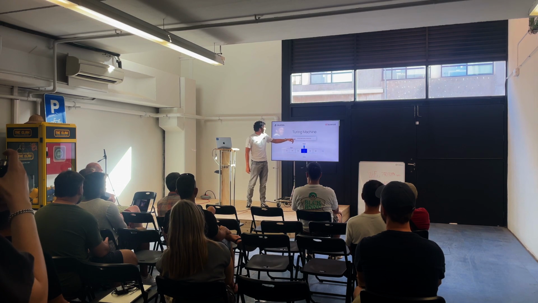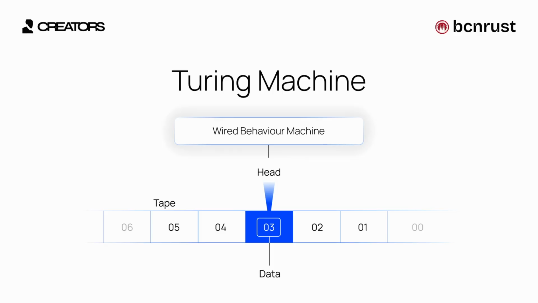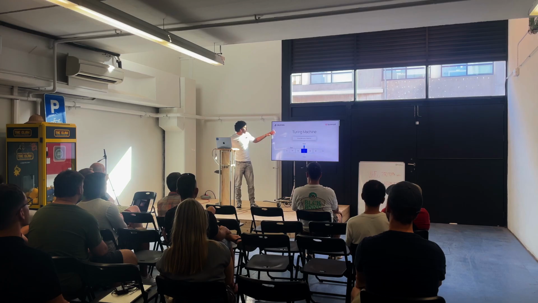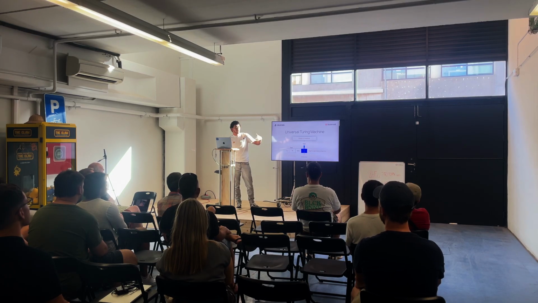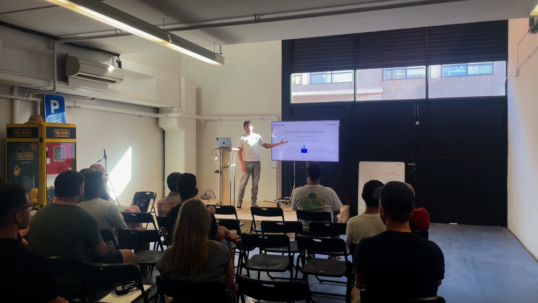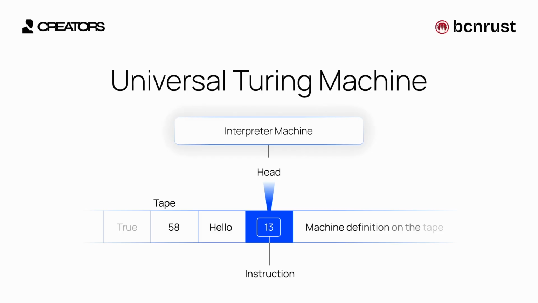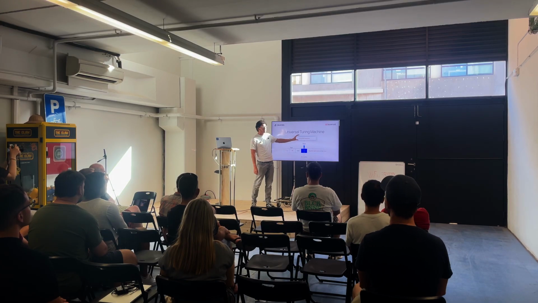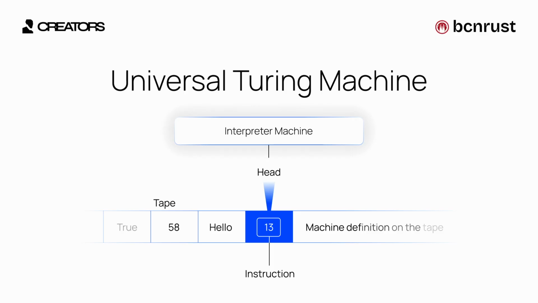So you could have a machine that makes an addition of two numbers, and you have the numbers encoded on the tape itself. You could have a multiplication machine or any other kind of machine. As part of this concept, Turing said that you could build a universal Turing machine, which is basically a machine that, reading a machine definition from the tape, could imitate another machine.